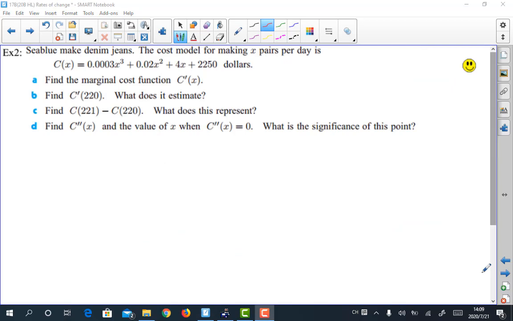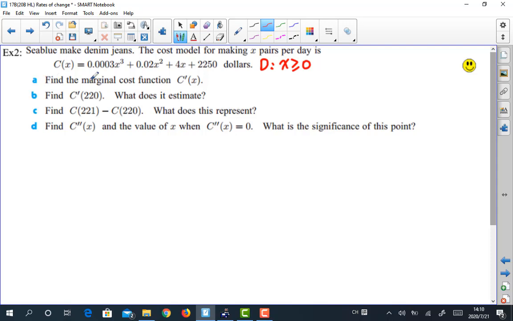Example 2 is the application of the rate of change in the area of finance or business. Siebel make denim jeans. The cost model for making X pairs per day is a polynomial function. So the cost versus the number of the pairs they can make every day is this function. So you need to know the domain of this function. X should be greater than or equal to 0. X is not all real numbers for this polynomial function in this particular context.